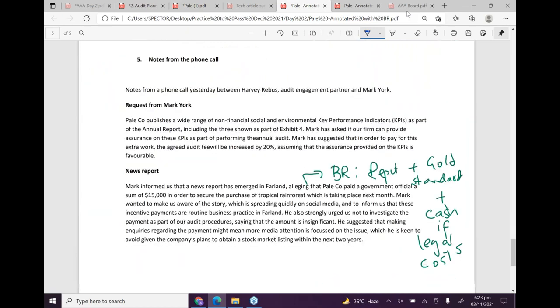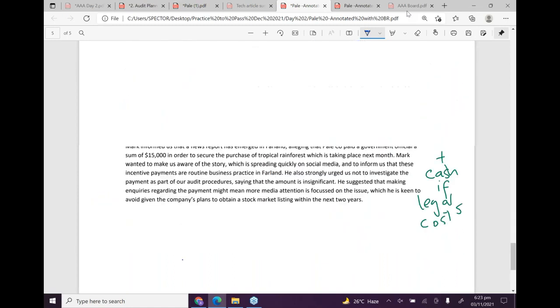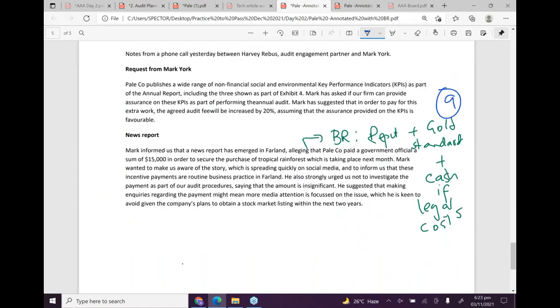And then, and this is number 9, you could talk about the bribe, which is going to affect the gold standard. It is going to affect my reputation. And if I need to hand this to a lawyer, this could lead to legal costs as well.